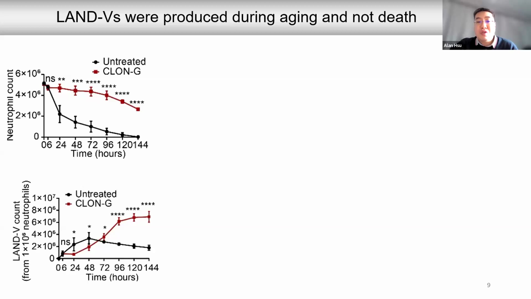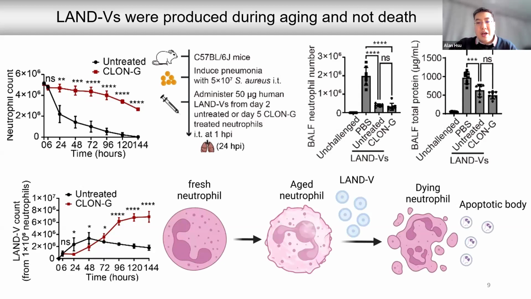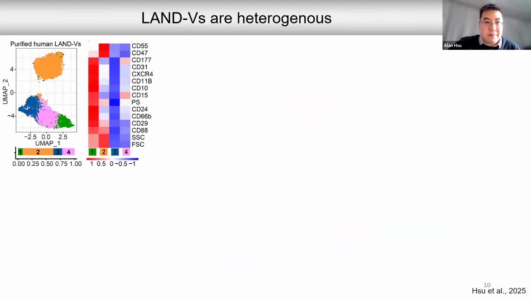LAND-Vs were produced as a function of neutrophil aging, but not neutrophil death, because when you have more death, as in the black untreated group, you don't have more LAND-Vs. The LAND-Vs are produced from both untreated neutrophils and Clone G treated neutrophils. Both could have this anti-inflammatory effect, suggesting that it's not Clone G that's changing the properties, but rather it's a function of aging and, again, independent of cell death. Thus, that leads us to this simple model, whereby as a neutrophil ages, it forms LAND-Vs, and these LAND-Vs are distinct from the apoptotic bodies and the apoptotic cell itself from a dying neutrophil. So these are a novel type of vesicles.